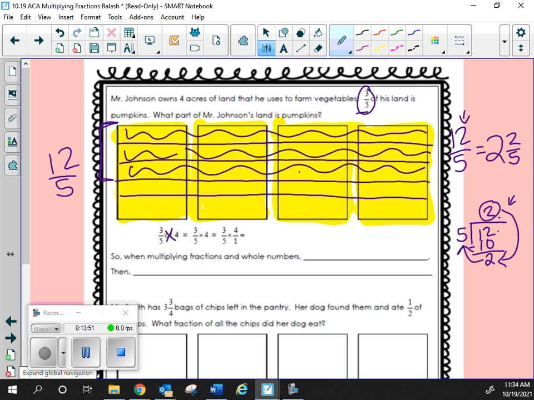Okay, but now I'm looking at that. 3/5 times 4. I have a fraction and then I have a whole number. Oh, that's weird. Okay, right? It's a little odd. Okay? How can I make them both into fractions? How can I make 4 into a fraction? Kennedy?